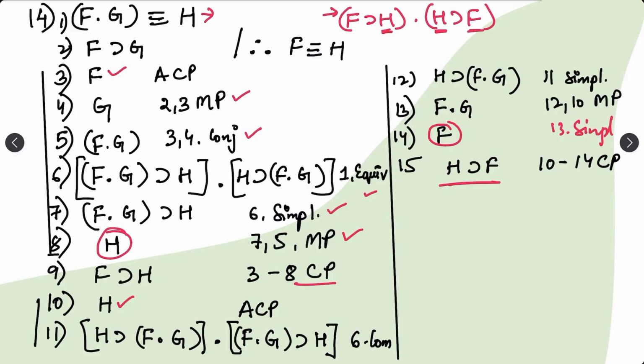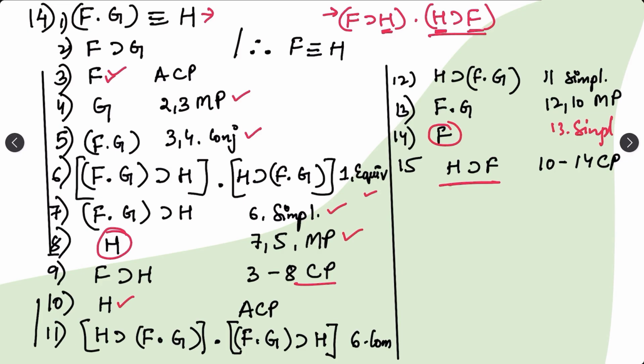You get F, so you have F, so you get H horseshoe F and 10-14 CP. Again be mindful, you might think that here already H is there and here already F is there, so we can just directly get H horseshoe F. That is not the case. So in conditional proof you have to solve step by step, only then you will be able to get your final answer.